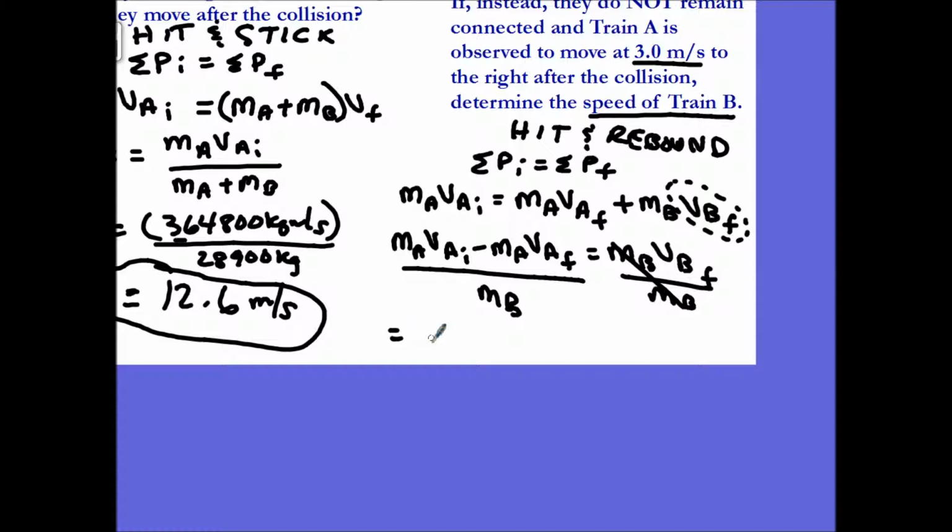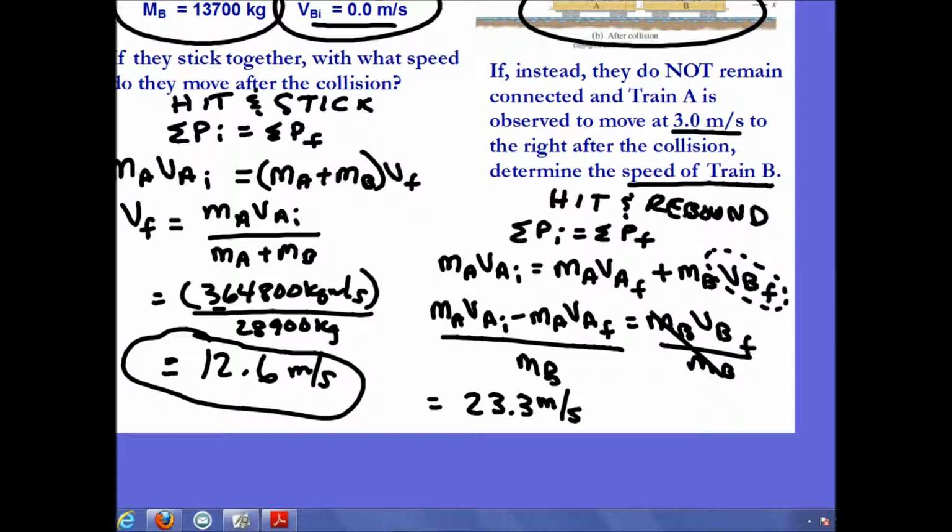And again, when you go through and do that calculation, I'm going to save you a little bit of time here. You should get 23.3 meters per second. Let me check that. And yes, that is what that value turns out to be, so about 23.3 meters per second. A different speed for VB final here than it was here, largely because they did not move together at the end. Here, both of them were moving at 12.6 meters per second.